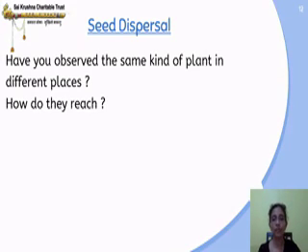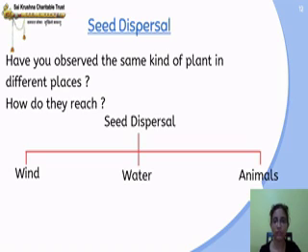Another interesting topic here is seed dispersal. What is the meaning of dispersal? It is spreading to different places. Have you all observed that you find the same kind of plant in different places? How do you think they would have reached there? Yes, the answer is seed dispersal. The seeds get dispersed to different places by different ways. What are they? The wind, the water and the animals carry the seeds to different places.